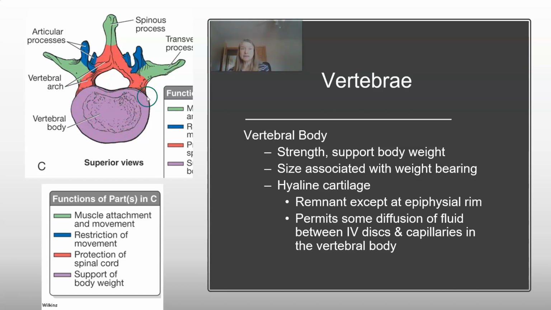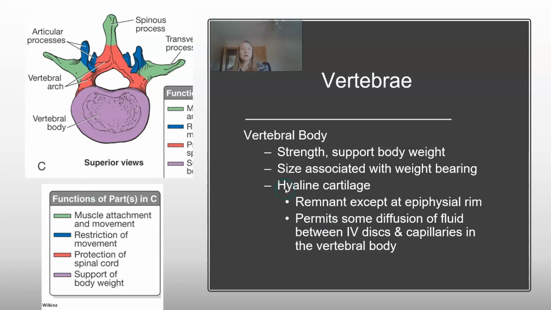This is a human vertebrae, so this vertebral body is going to be really important for supporting our body weight and distributing those forces of our weight. The size of these bodies is associated with weight bearing. So if you get into the lab or see a human skeleton, look at the differences in the size between the cervical, neck region, thoracic, chest region, and lumbar region. Our lumbar vertebrae, the bodies are really big and beefy, bulky, but again, that's for weight bearing.